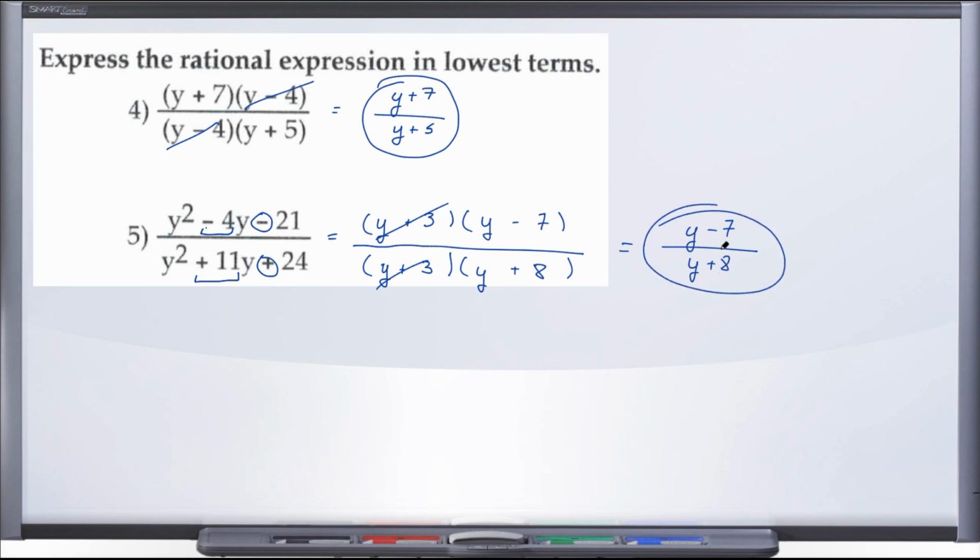This is in lowest terms. We can't factor it any further. We can't cancel anything else out. So when they ask us to express the rational expression in lowest terms, the first thing you want to do is always factor your numerators, factor your denominators, and once you've factored everything, then go through and cross out factors that are identical. You can only cross out factors that are exact.